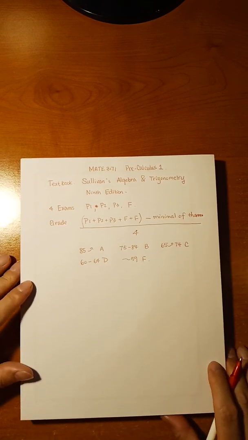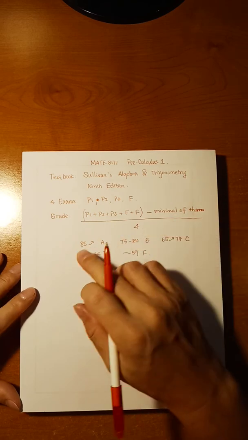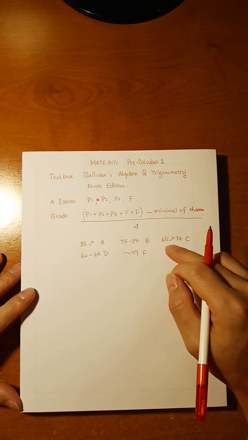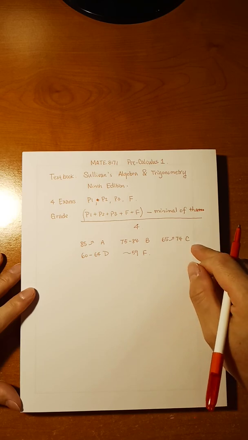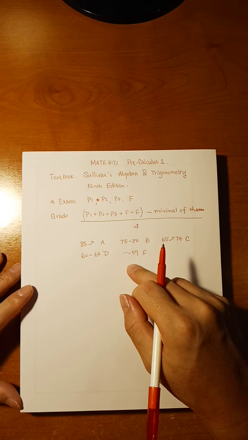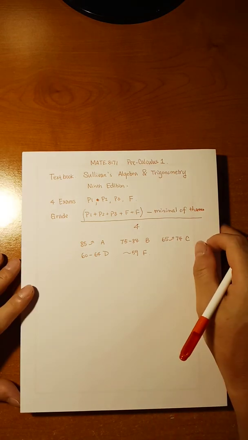Okay, so this is the grade. Above 85, A. Between 75 and 84, it's B. Between 65 and 74, it's C. Between 60 and 64, it's D. Below 60 is F.